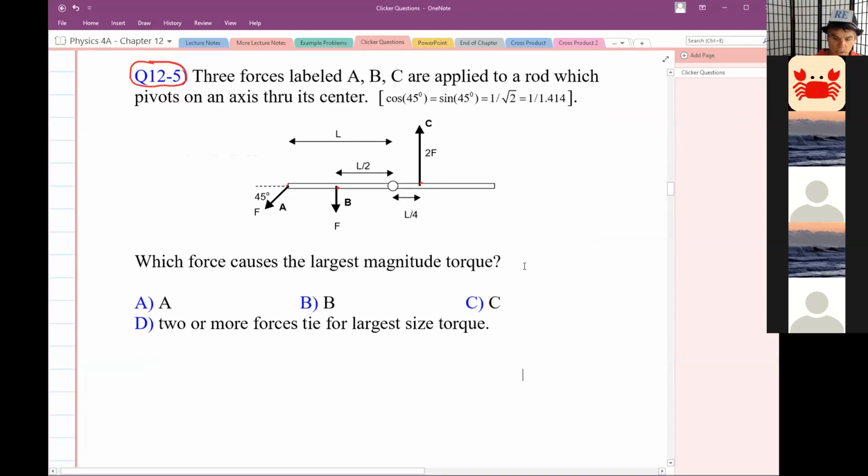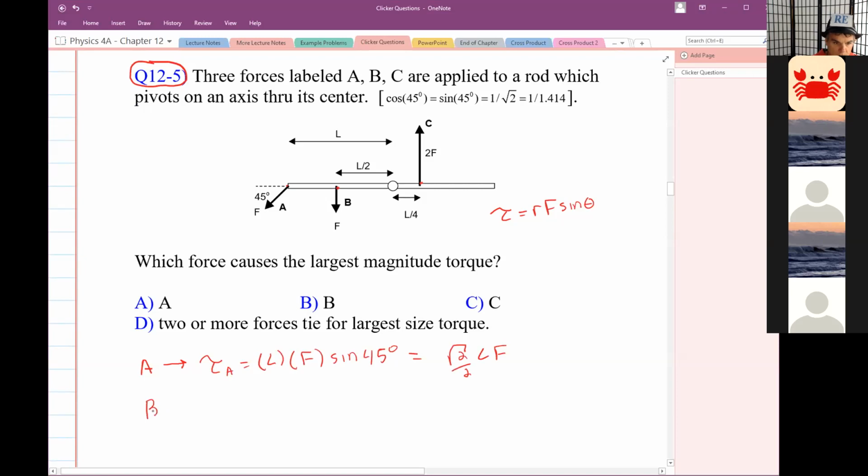So torque, again, in general, is just going to be RF times the sine of the angle between them. So let's look at each one. For force A is located a distance of L away, and the magnitude is F. So my torque is going to be L times F times the sine, in this case, of 45 degrees, which is square root of 2/2 times LF.